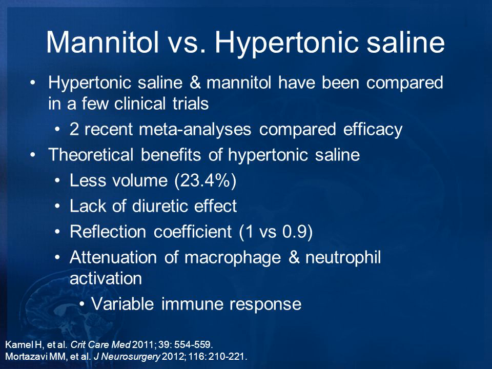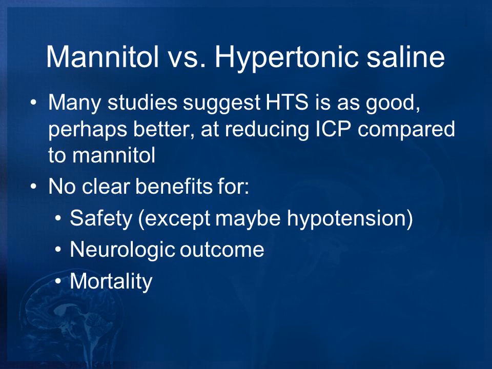Mortazavi, et al. J Neurosurgery 2012, 116, 210-221. Mannitol versus hypertonic saline. Many studies suggest HTS is as good, perhaps better, at reducing ICP compared to mannitol. No clear benefits for safety, except maybe hypotension.